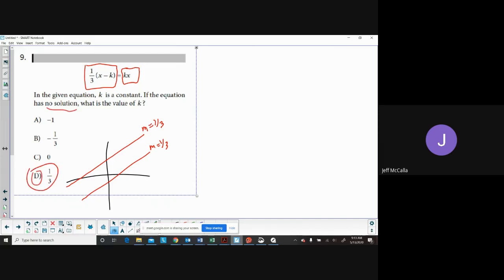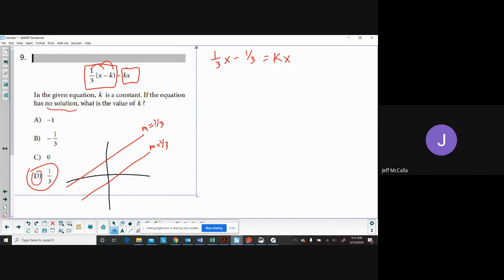That's the fast way of doing it. It actually kind of works. But the slow way of doing it is actually cool algebra, if you want to see it. This is the way I did it first: 1/3 x minus 1/3 k, just distributed there, equals kx. So I want to solve for x.